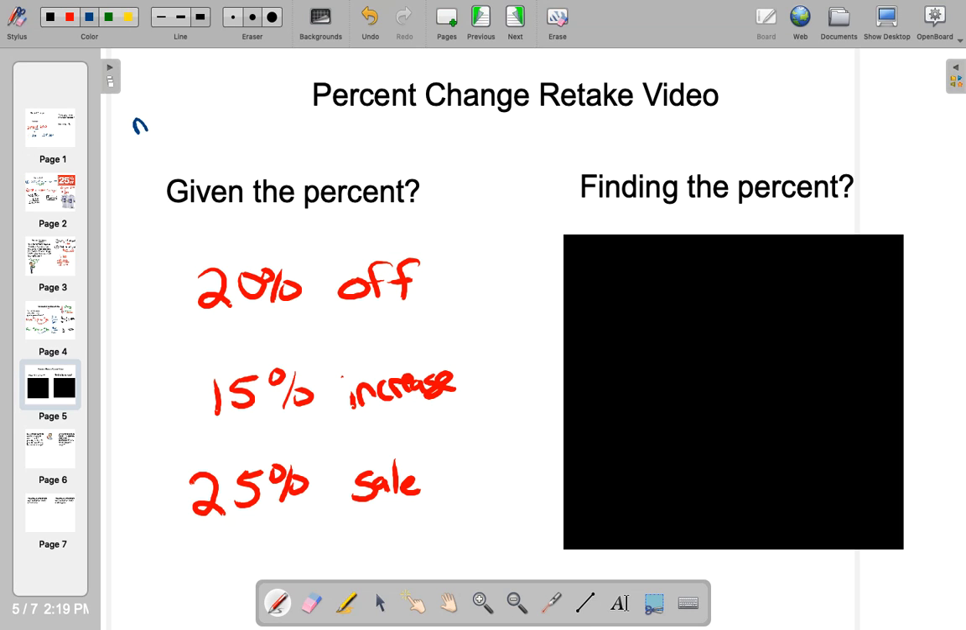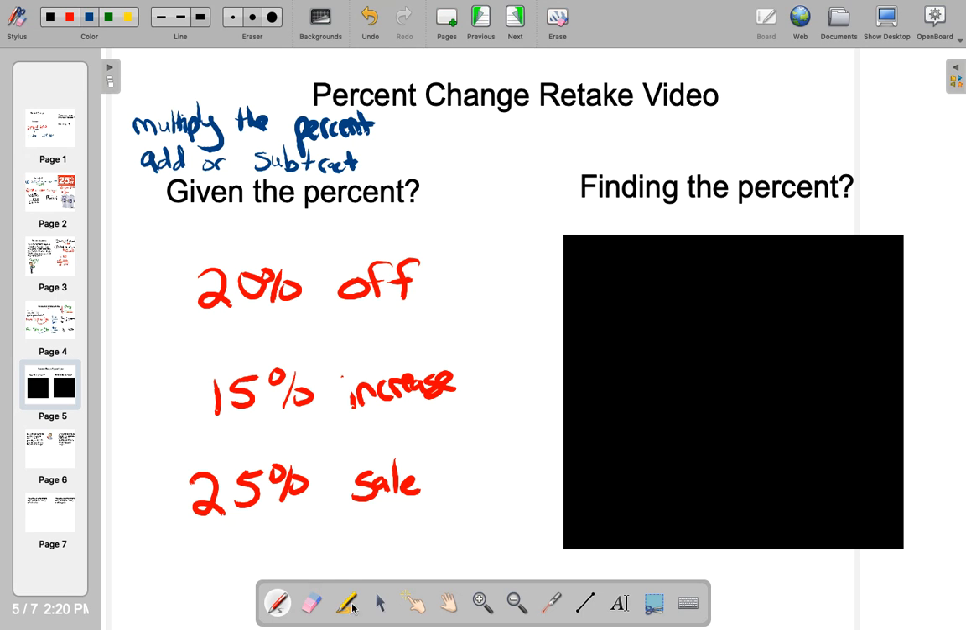So the first step is you need to multiply the percent times the original number. A lot of times you'll just hear people say multiply, and then you need to either add or subtract from the original. Okay, two-step problems. You multiply, and then you either increase or decrease.